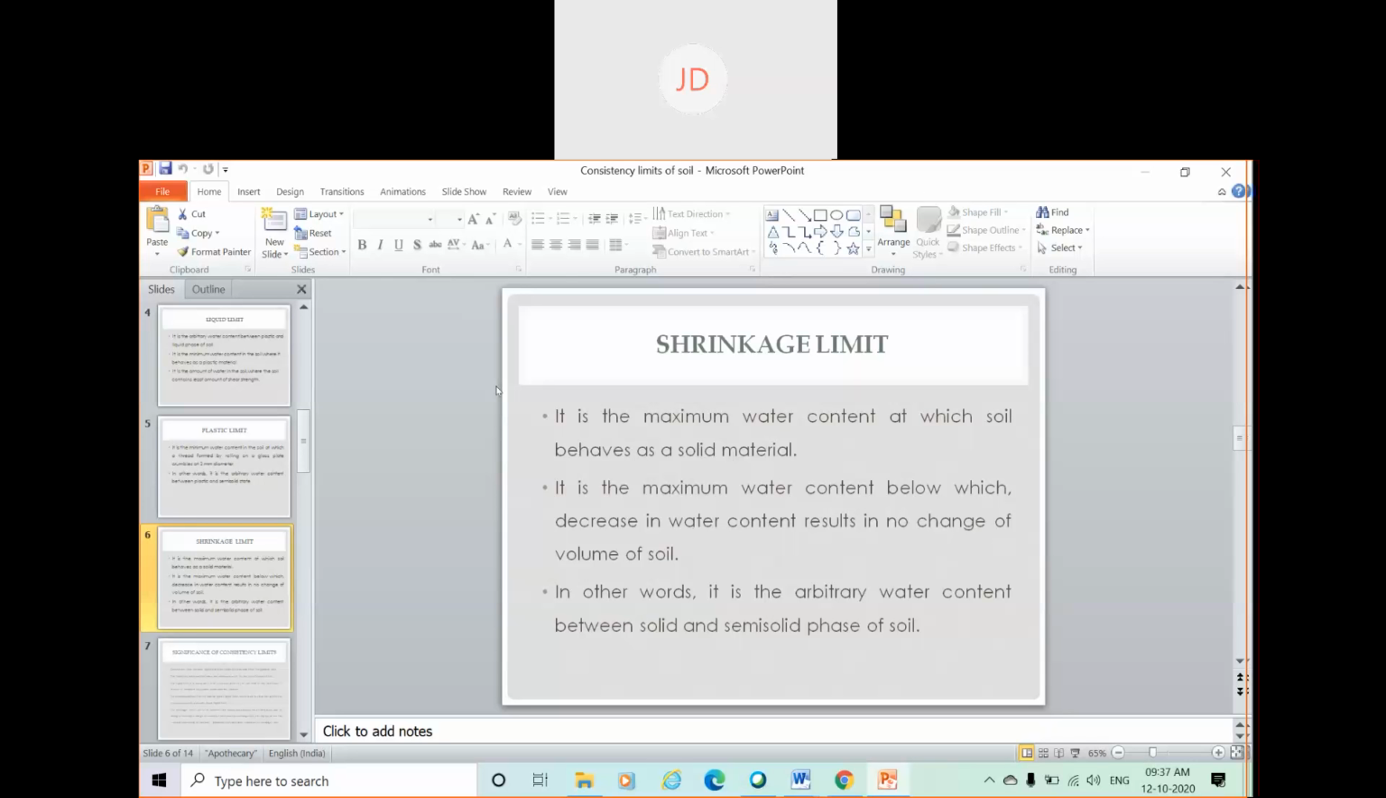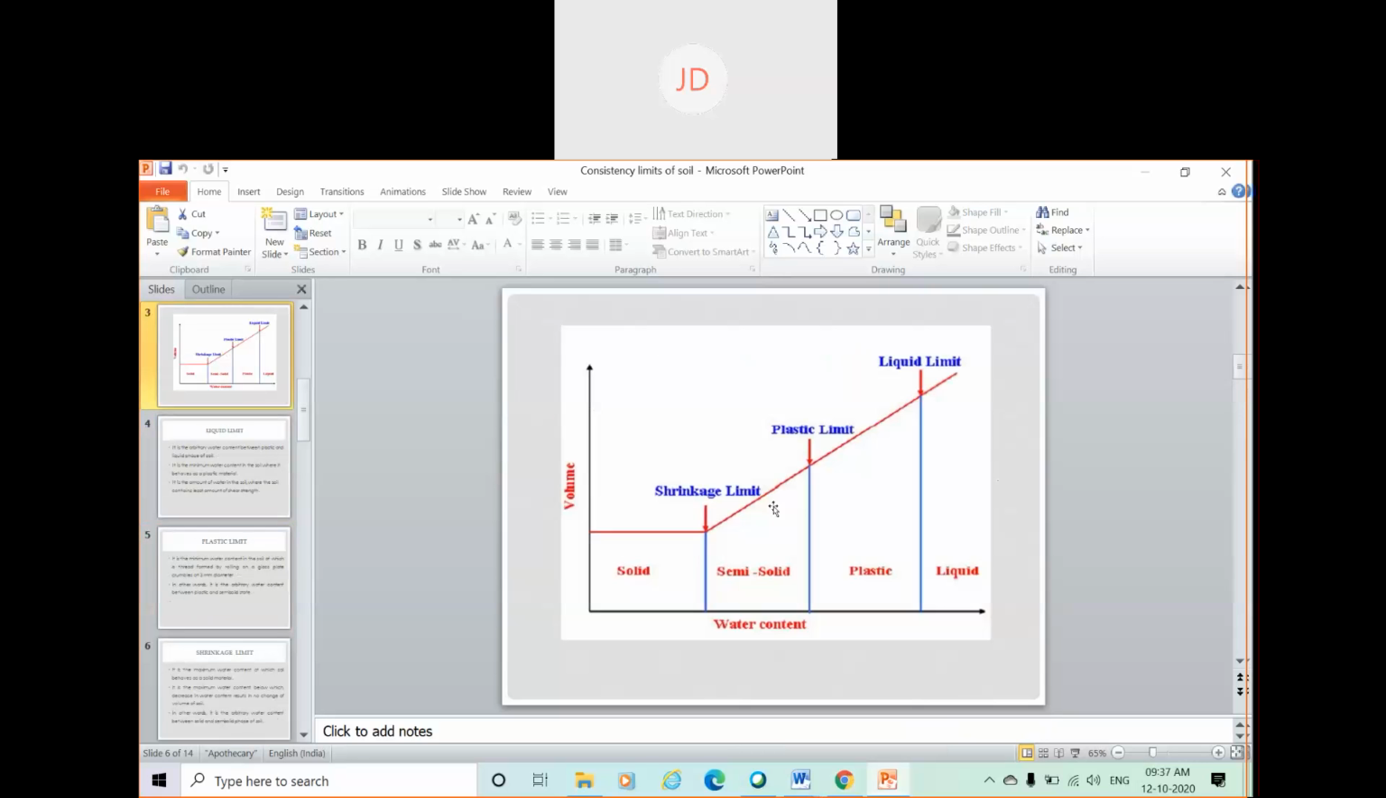So till now we have discussed plastic limit and liquid limit. Shrinkage limit is similar, but with small differences. So what is shrinkage limit? It is the boundary limit. Shrinkage limit also represents the boundary water content between the solid and semi-solid state of consistency of soil. It is a very simple definition that comes from this diagram.